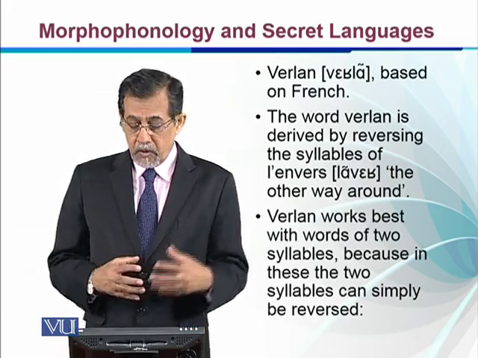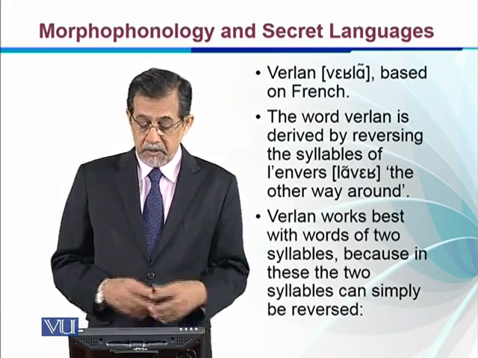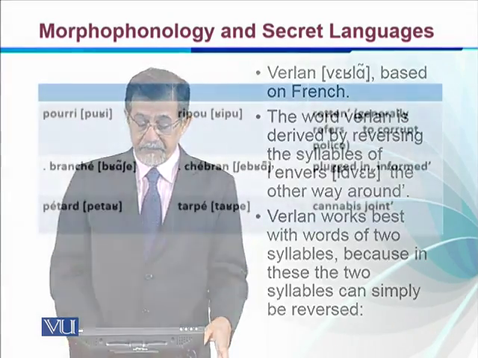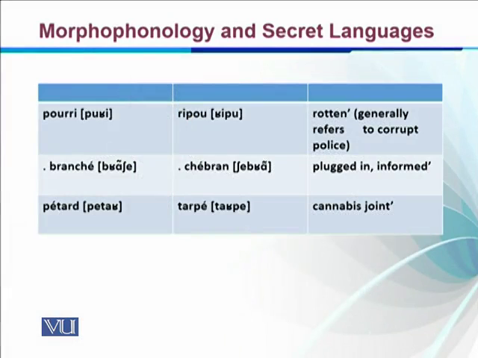Verlan works best with words of two syllables because in these the two syllables can simply be reversed. For example, you can see "pourri," and how the syllables are reversed. "Ripou" generally refers to corrupt police. Similarly, "bronche" and "chevron," and "patriot" and "tape." So the first syllable is made second and the second is made first. So a new word is coined in this secret language.